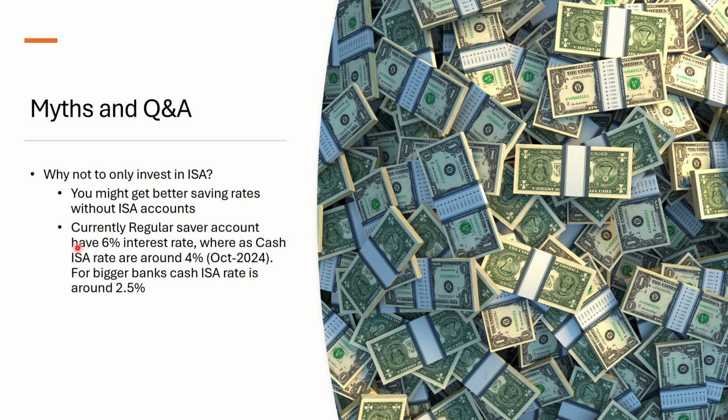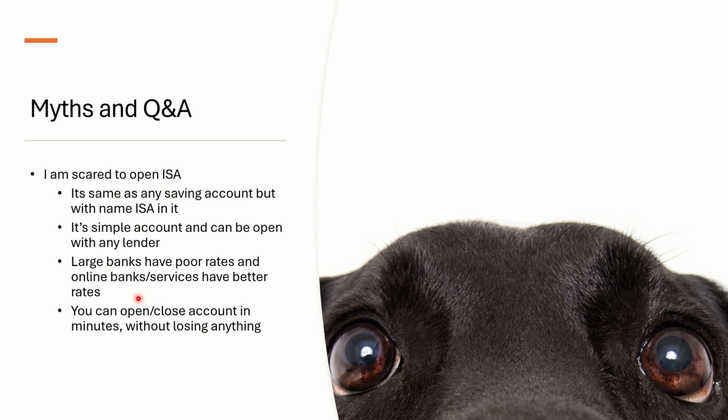What I found is that regular saver accounts, which are limited, are currently giving 6% interest, whereas ISA accounts usually vary around 4%. For bigger banks like Barclays, I think they pay around 2.5% on a cash ISA, which is quite low, whereas on a normal saver account they give 4 to 6%. I think Barclays gives 4% on a normal saver account compared to the ISA account. And last thing, I am scared to open an ISA.